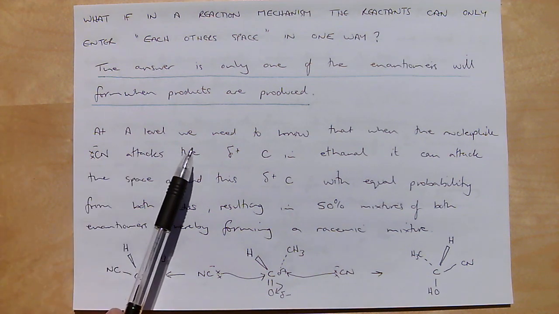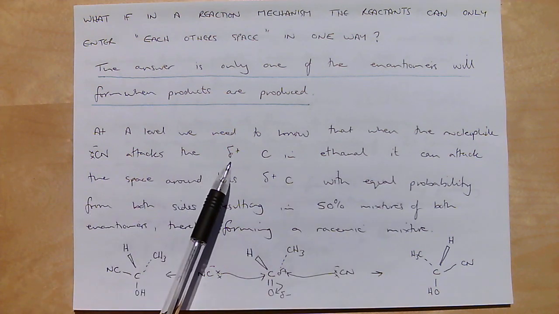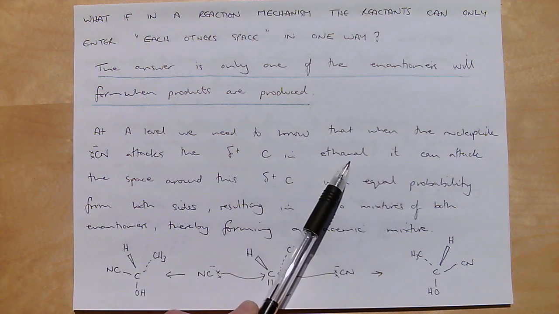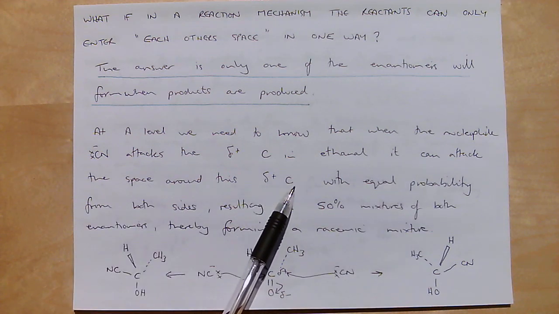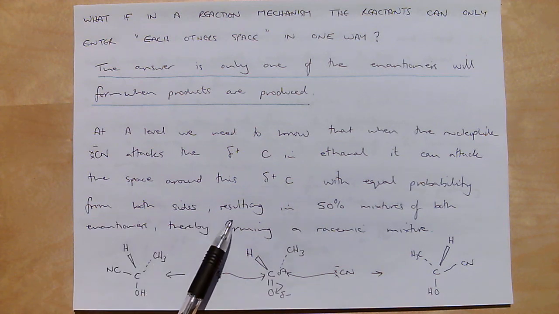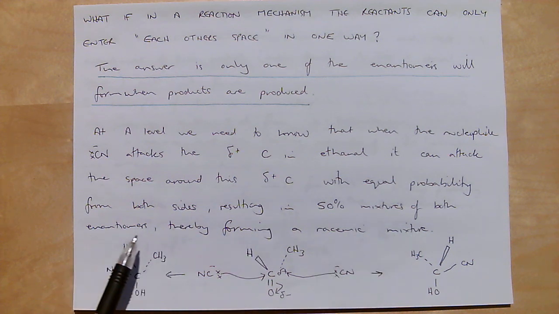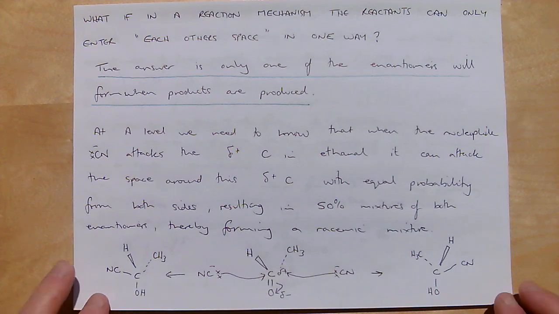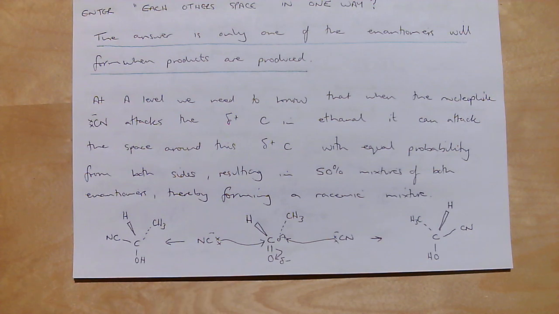Right, so at A level we need to know that when the nucleophile CN- attacks a delta positive carbon in ethanal, it can attack the space around the delta positive carbon with equal probability from both sides. And this results in a 50% mixture of both enantiomers, thereby forming a racemic mixture. Right, so this is what you do have to know at A level. And it's a very standard exam question, it comes up a lot.